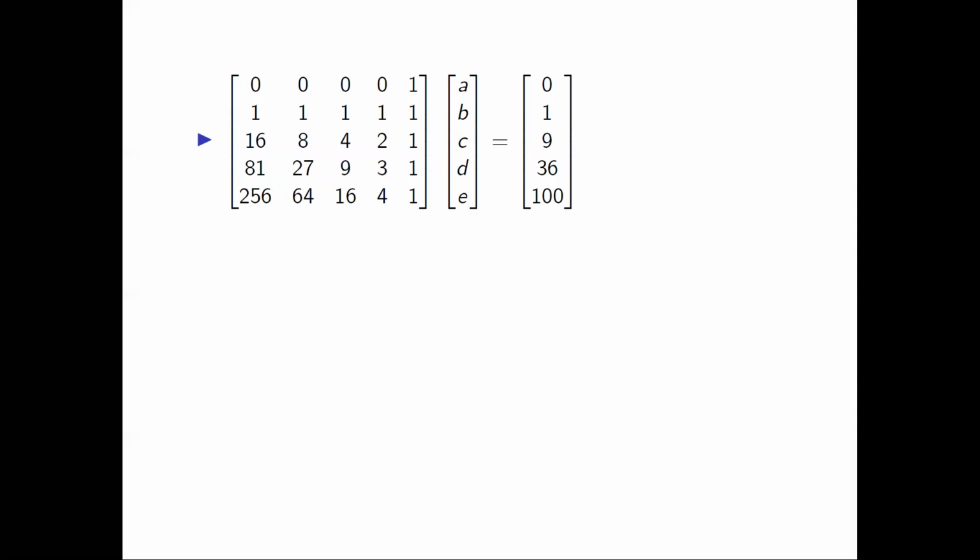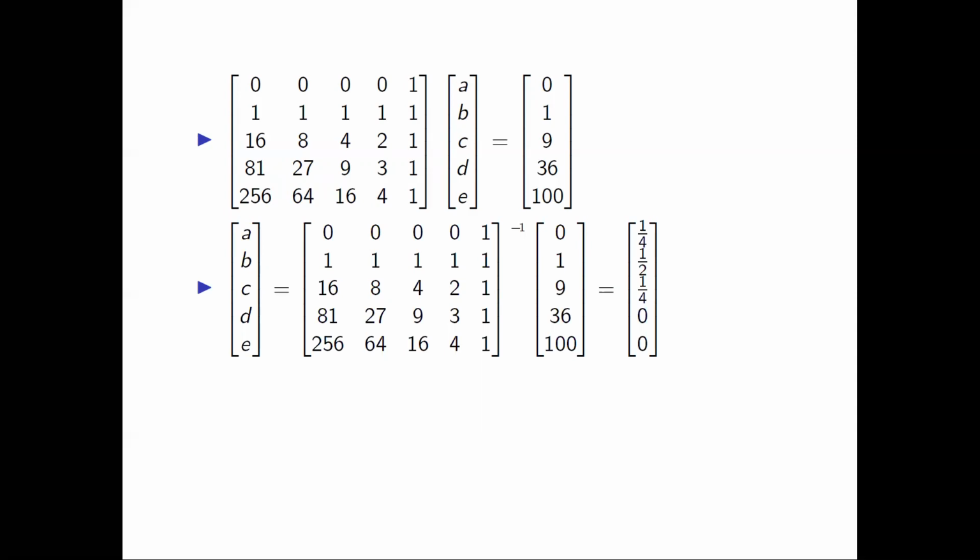And in this matrix equation, we have an invertible 5x5 matrix on the left. So we will multiply by its inverse on the left side of both sides of the equation. When we multiply by the inverse, it cancels with the 5x5 matrix on the left side of the equation. So we're left with the column vector A, B, C, D, E, and this is equal to the inverse of the 5x5 matrix times the column vector 0, 1, 9, 36, 100.